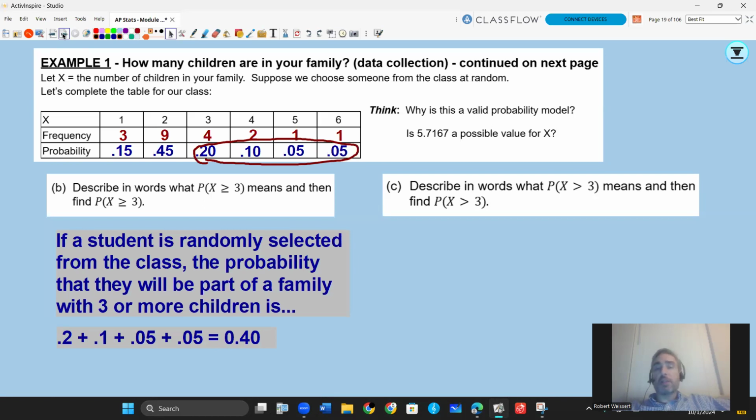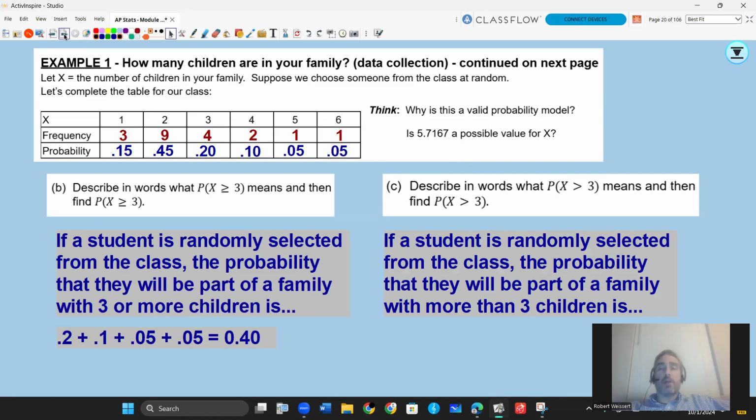Part C is basically doing the same thing. It says find the probability that X is greater than 3. The only difference is it doesn't have the equal to, but it's the same scenario. If a student is randomly selected from the class, the probability that they will be part of a family with more than 3 children. And that's going to incorporate just the probabilities that you see here circled, 0.1, 0.05, and 0.05. And those are going to add to 20% or 0.2. And that's about all there is to that.